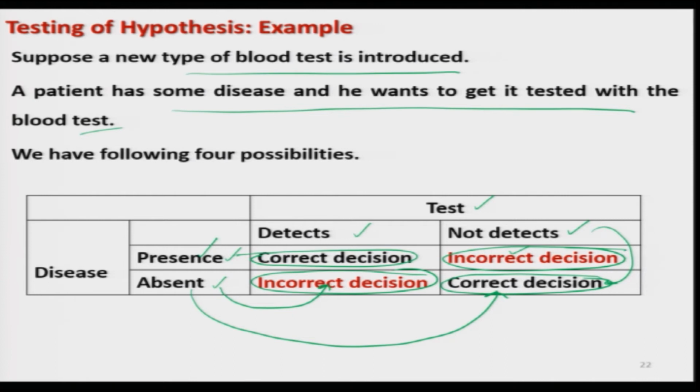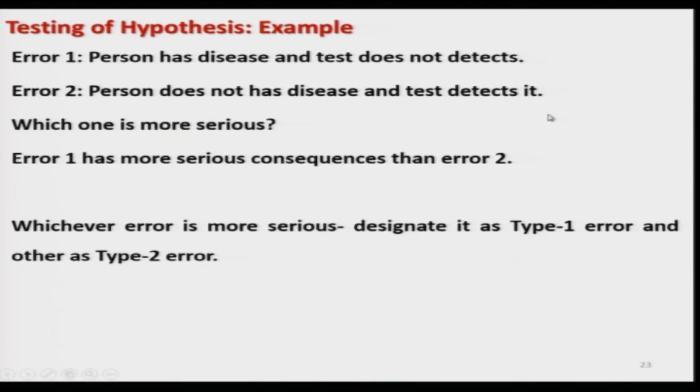So, surely there are 2 options. If a person has a disease and the test says no, this will have a more serious impact on the patient. Because if there is no disease and the test says yes, the patient has a disease, then at the most the patient will have to take some medication that may have some side effects, but compared to the first error, the risk to life is extremely less, right. So, in this case we can say that there are 2 types of error.